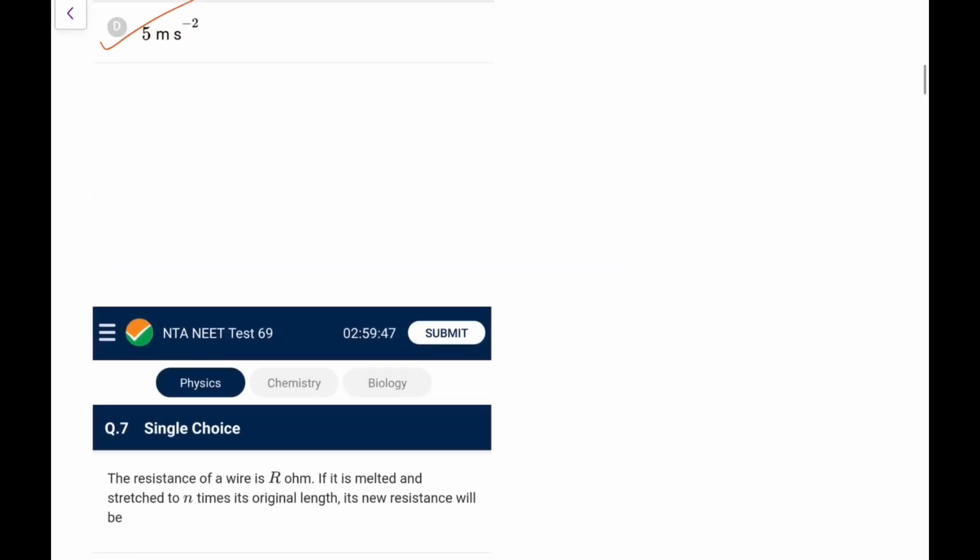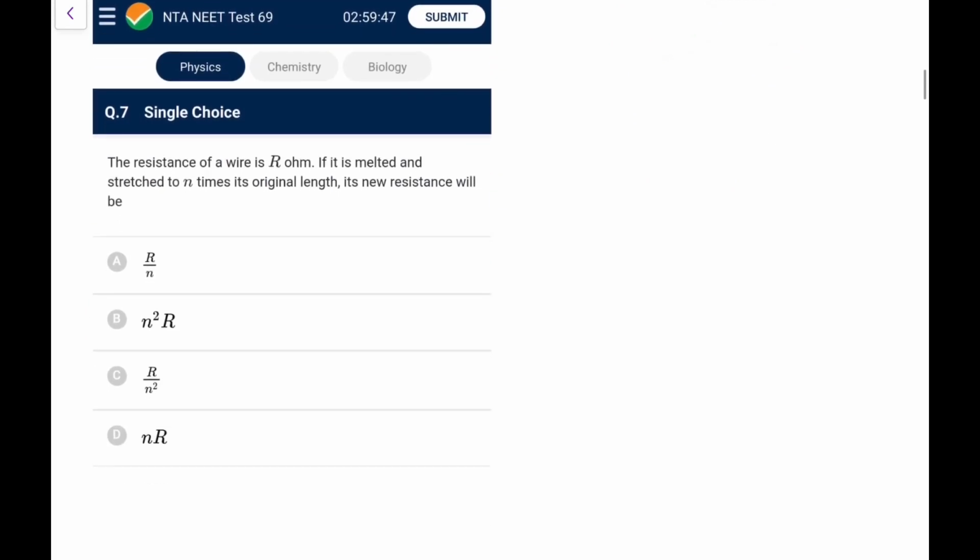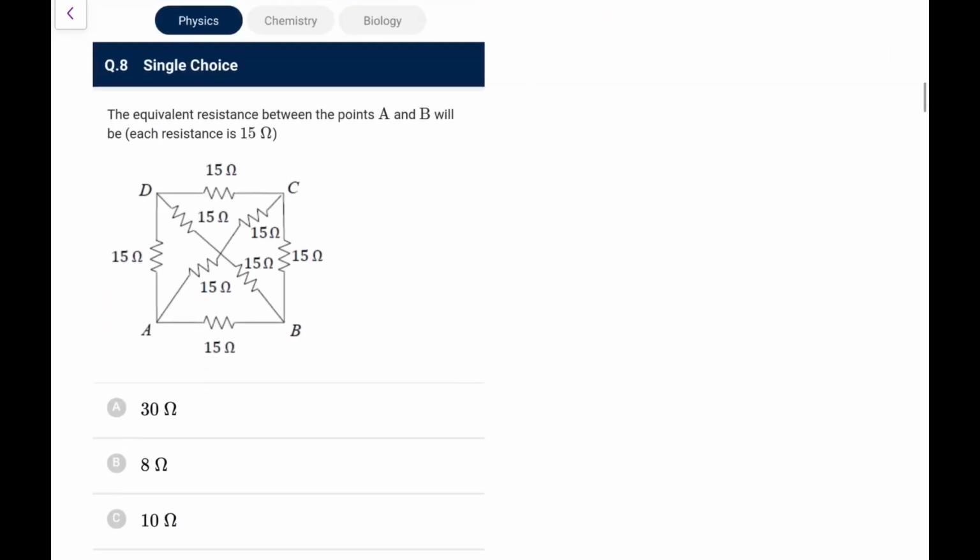Next. After 6, this is the 7th. The resistance of a wire is capital R ohms. It is melted and stretched to n times its original length, find its new resistance. Whenever it is melted, you know R is proportional to L square. How do you do this? You write it as rho L by A, multiply both sides by L, you have rho L square upon volume. Because on melting we assume volume remains the same, R is proportional to L square, so this will become n square times R. This is the question that students do even in class 10th NTSE type examinations.